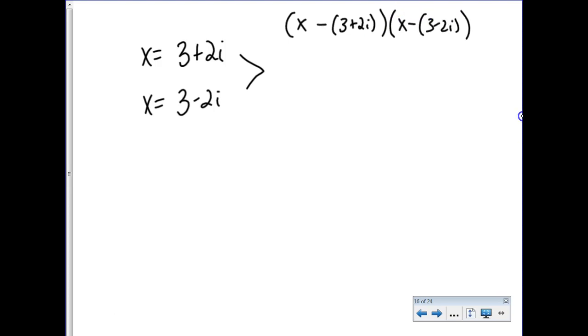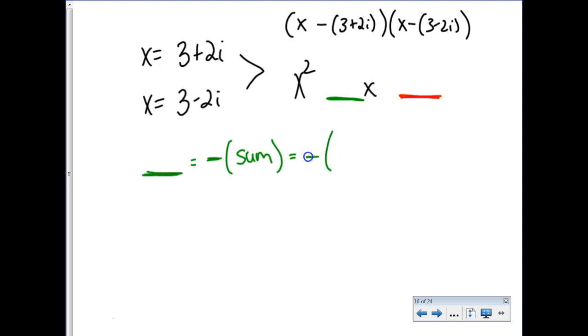let's take the shortcut. So the shortcut's going to be, I know the first term is x squared, and then we're going to have that green thing in the middle with an x after it, and then that red thing at the end. All right, so who remembers how we find the green thing? You take the opposite of the sum. So for us, that would be the opposite of, what happens when you take 3 plus 2i and you add it to 3 minus 2i? You get -6.